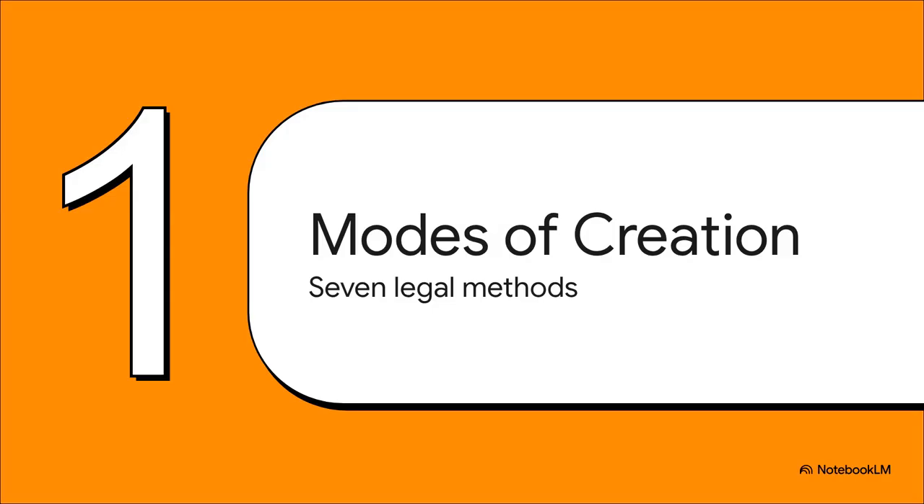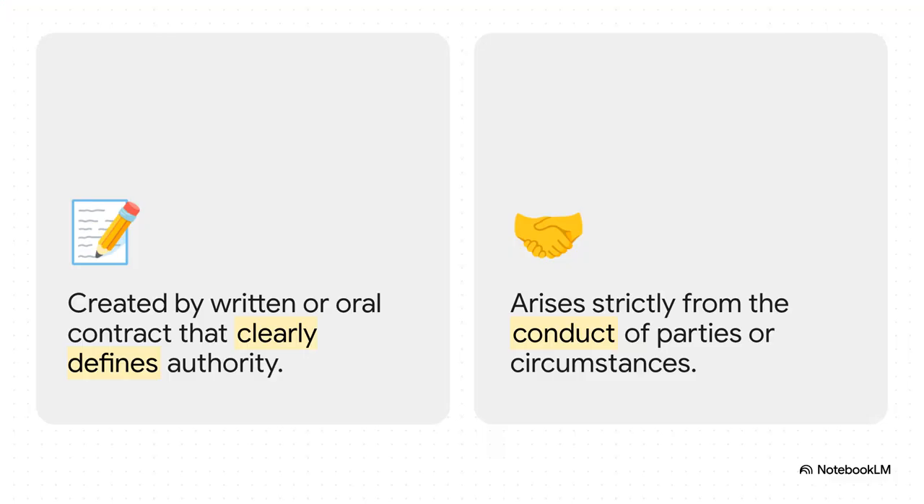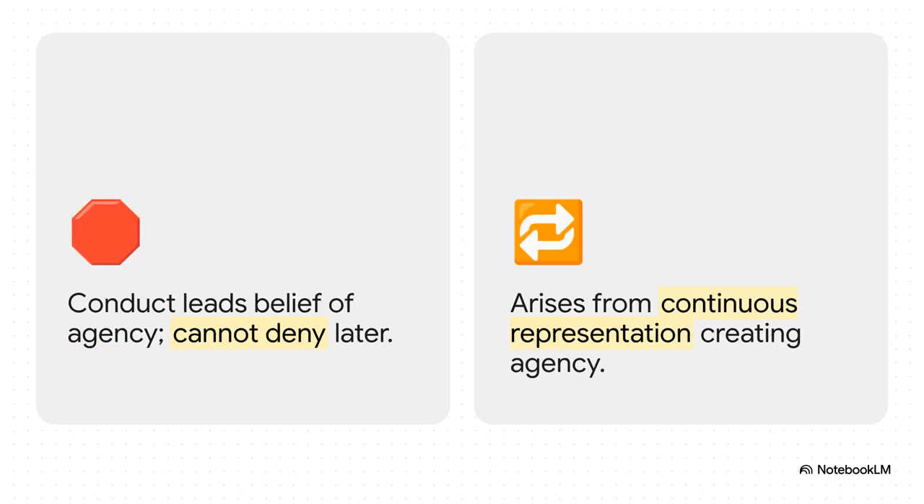All right, let's move on to Modes of Creation of Agency, where we'll examine the 7 legal methods. Notice the strict distinction we are making here. On one side, we have express agreement. This is created by a written contract or an oral agreement, and it clearly defines the agent's authority. On the other side, we have implied agreement. Now, this arises strictly from the conduct of the parties or the surrounding circumstances. For your exams, I highly advise you to draw a clean, comparative structure exactly like this on the page. Why? Well, it saves you precious time, for one. But more importantly, it deeply impresses the grader by showing an immediate, clear distinction between the spoken word and behavioral conduct.